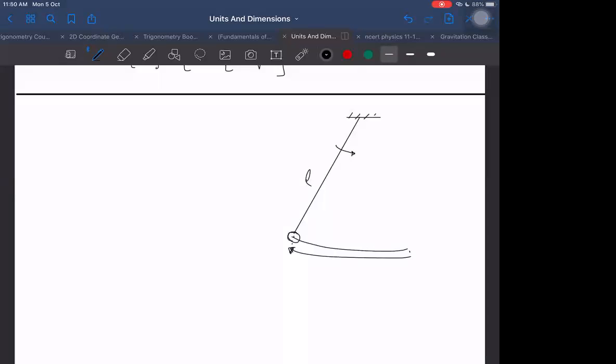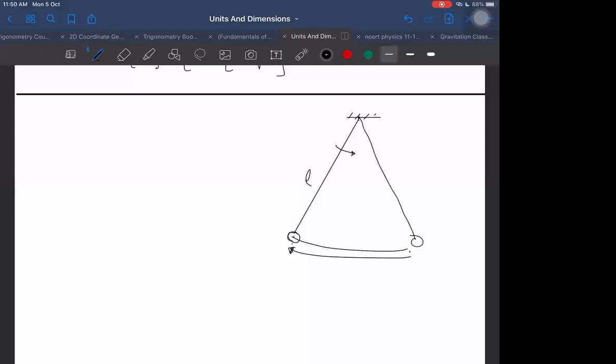The reason is this. I think I need to maybe show you something. Air resistance, yes, those things are also there. But other than that, there is one more problem here.